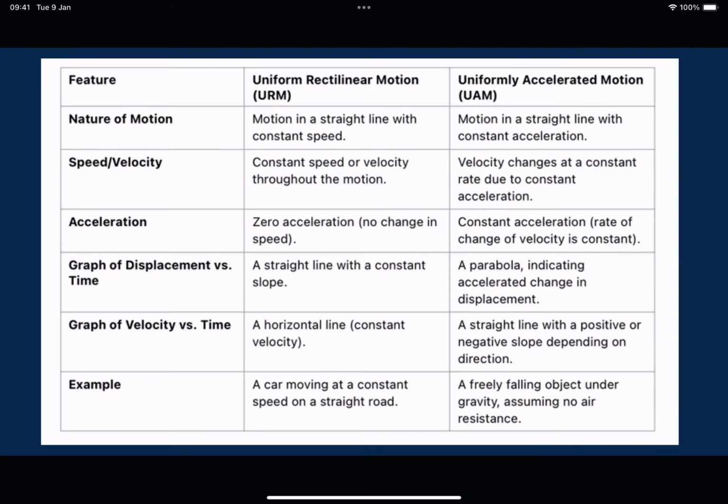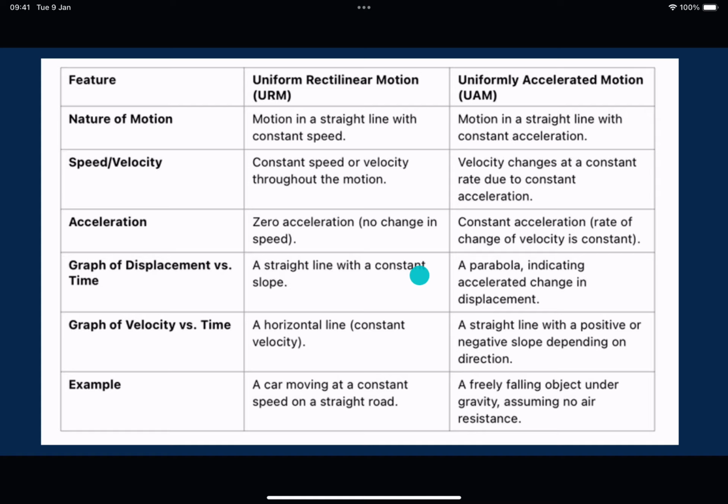Let's look at the difference between uniform rectilinear motion and uniformly accelerated motion. The very first thing is the motion of the object: motion in a straight line path with constant speed. Here the speed is constant, here the acceleration is constant. So remember. Second, constant speed or velocity throughout the motion, because there is zero acceleration. Here the velocity changes at a constant rate due to constant acceleration. Make sense? The third thing is zero acceleration, no change in speed. Here it is constant acceleration, the rate of change of velocity is constant.